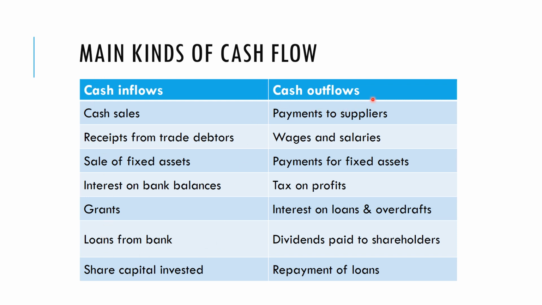Cash outflows is any cash the business pays out. So maybe to suppliers, but also things like tax, any interest payments on loans, and also things like dividends, money that's returned to shareholders.